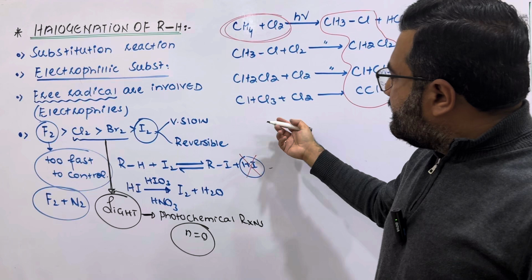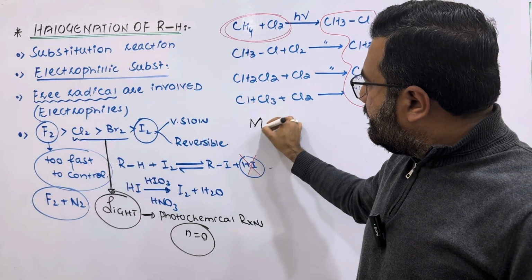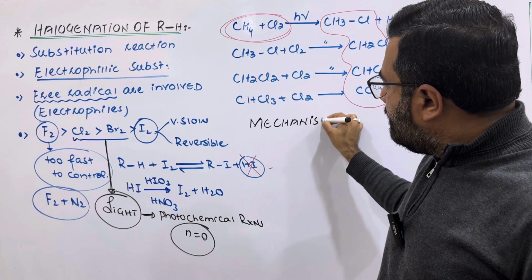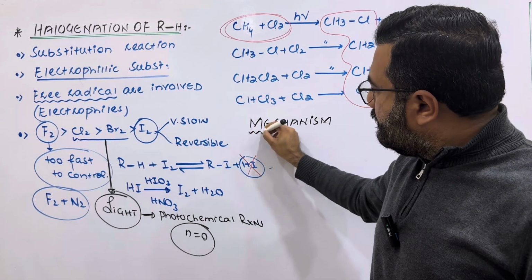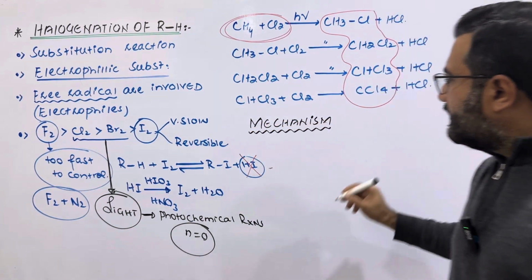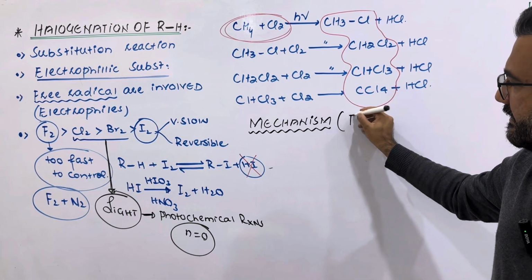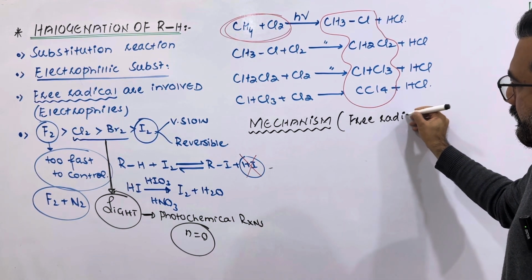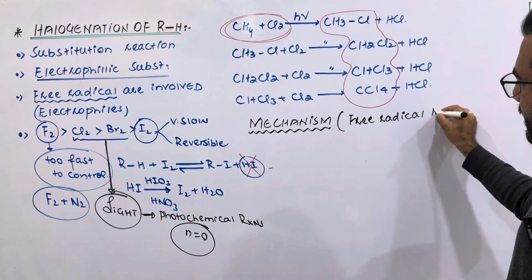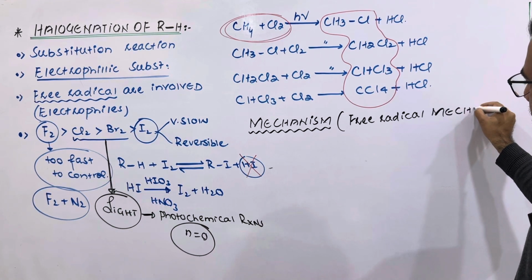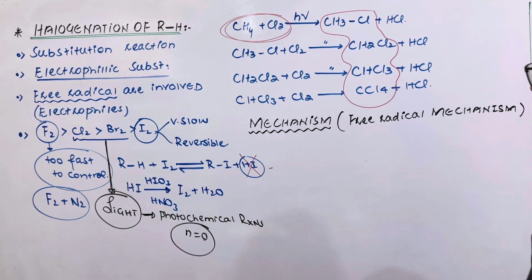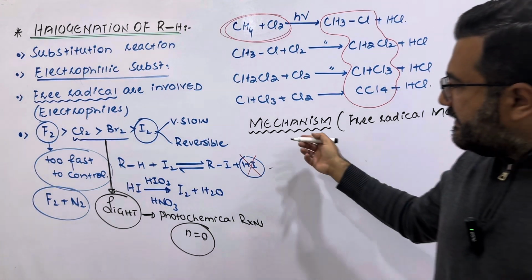Now my dear students, what is the mechanism of this chlorination? As I have already mentioned, it is a type of free radical mechanism. And all the free radical mechanisms involve three steps.